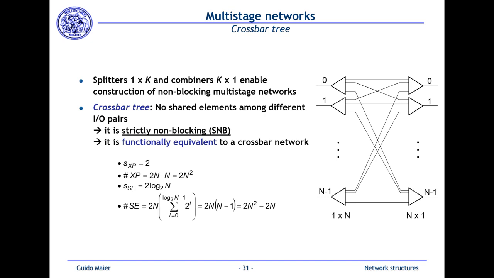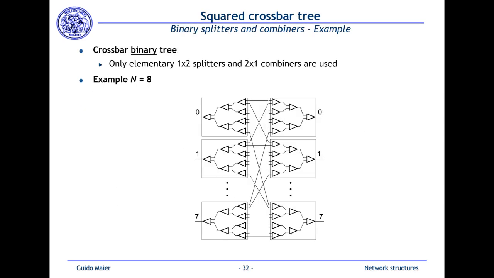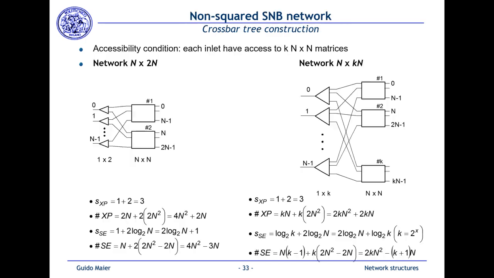What is the cost in terms of the number of switching elements? Here you have two stages. Each stage contains a binary tree with log2 n stages. So if you replace the equation that we have seen in the previous slide, you obtain this result: in terms of the number of switching elements, the cost is 2n squared minus 2n. This is a picture that shows a complete implementation of the binary tree using elementary splitters and combiners. So we have this architecture as a possible alternative implementation compared to the crossbar.